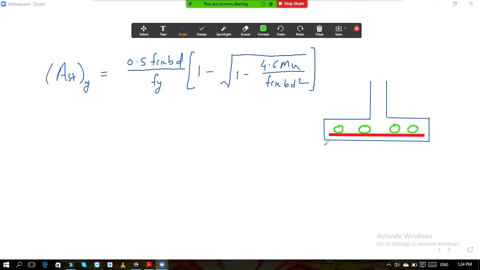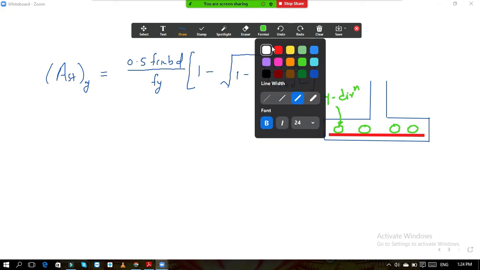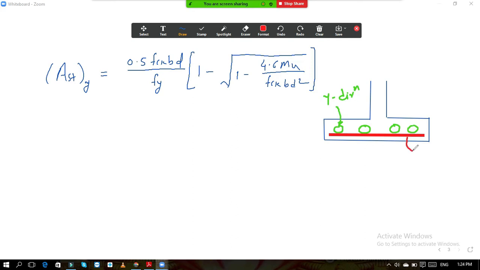This is the steel in y direction. So I can say over here this is the steel in y direction. Yet we have not found out the quantity. And this is the steel in x direction. First we will lay down the steel in x direction, and above the x direction steel we will lay down the steel in y direction.